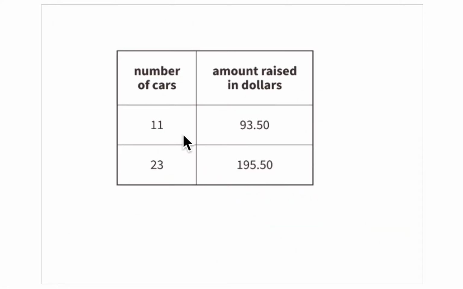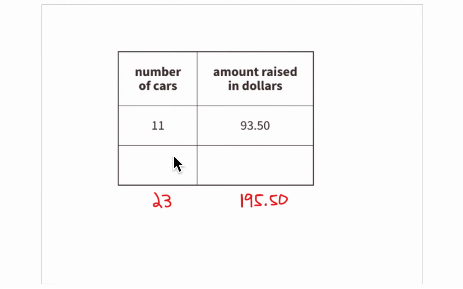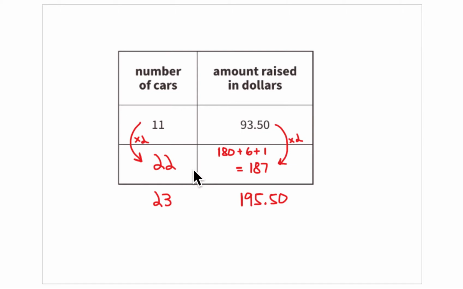Now their choice of 11 cars and 23 cars is an interesting choice, because if you double the number of cars from 11, you go up to 22. So I'm going to slide this row down here, and in this row I'm going to put 22 cars. Well, how much do you make from 22 cars? Well, you make double the amount. So that's going to be 2 times $93.50. So if you double the number of cars, you make double the amount of money. That is a proportional relationship. So if you double one property, you double the other property.